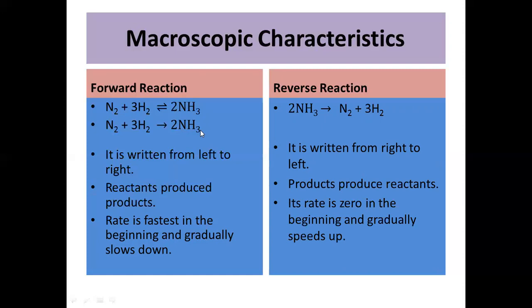The rate is 0 in the beginning because when we start the practical, there is no product. So there is no reversible reaction. But after some time, when the reactants react together and form some product, then the product will react together to give back the reactants. So that's why its rate is 0 in the beginning and then gradually speeds up.